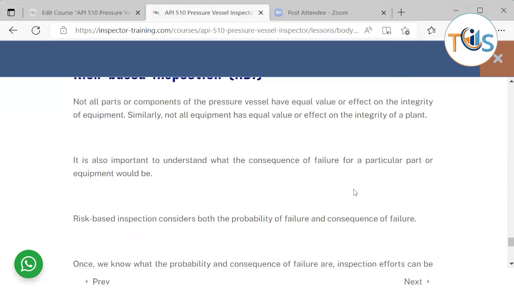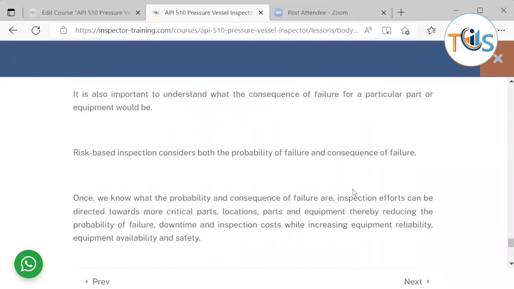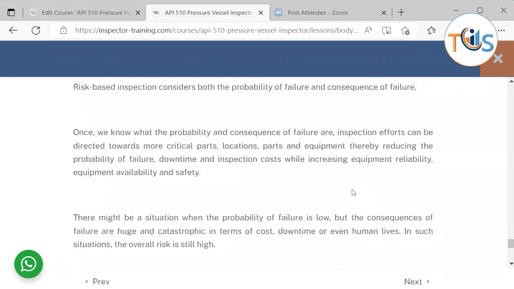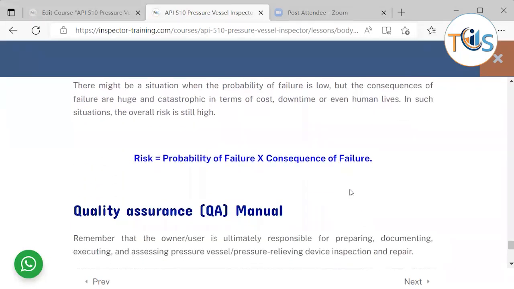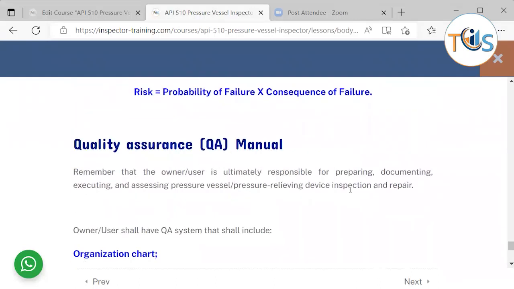If a car breaks down, it might not be much of a consequence in terms of fatality. So it's a product of the probability of failure and the consequence of failure, and obviously inspection efforts can be directed towards more critical parts, locations, and equipment, thereby reducing the probability of failure, downtime, and inspection. Mostly inspection is concerned with the probability of failure. It addresses those areas, whereas the process engineer normally looks at the consequence of failure, and the combination of the two constitutes the risk. So this is the formula: risk is equal to probability of failure multiplied by consequence of failure.